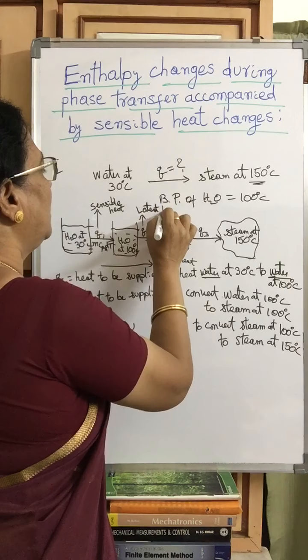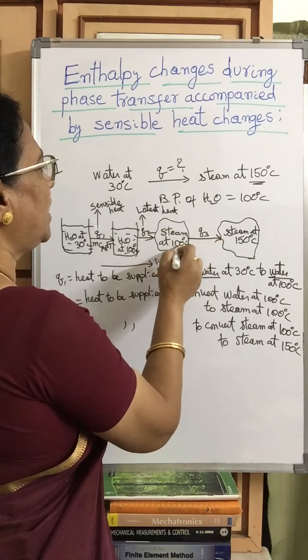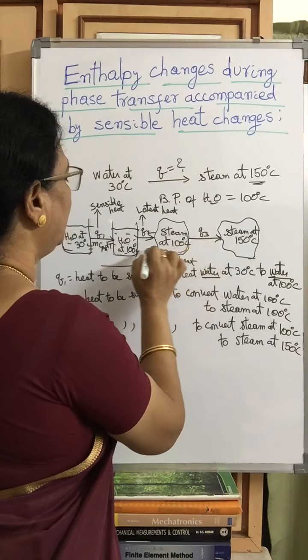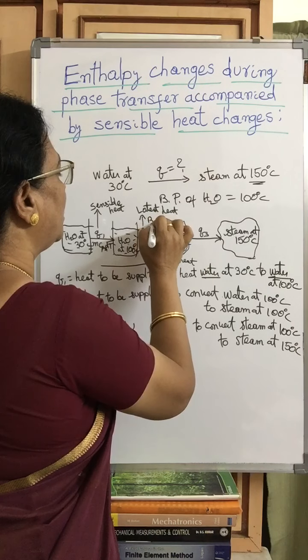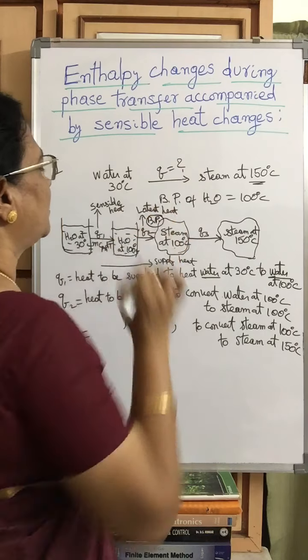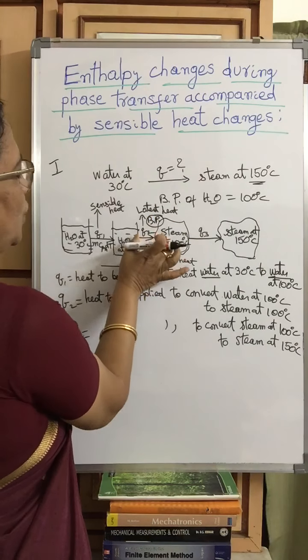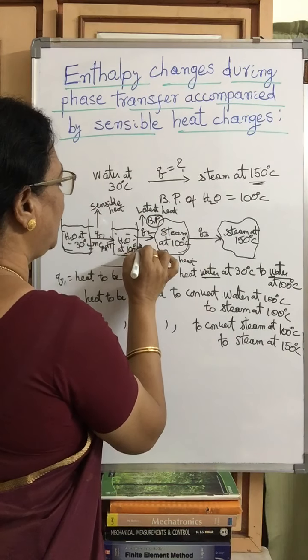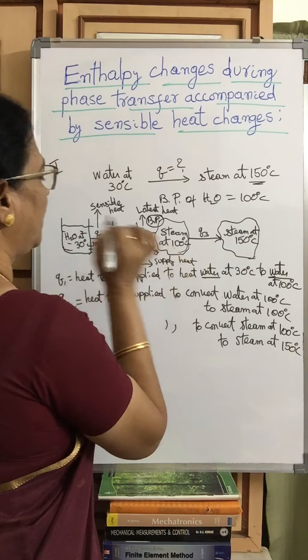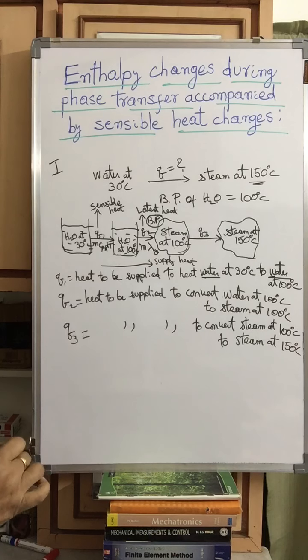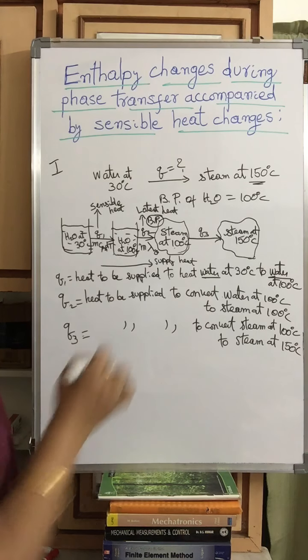This is latent heat. This takes place at what? Here it takes place at boiling point. Okay. This takes place at boiling point, this Q2 phase. So what is the equation here? M lambda V. That is the equation to calculate Q2.